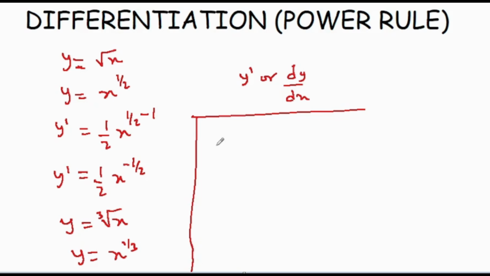Alright, so for our y prime now, we bring down the power, that's 1 over 3, and we reduce 1 over 3 by 1. So what are we going to have at the end of the day? That will be 1 over 3 x raised to power 1 over 3 negative 1. That's going to give us negative 2 over 3.